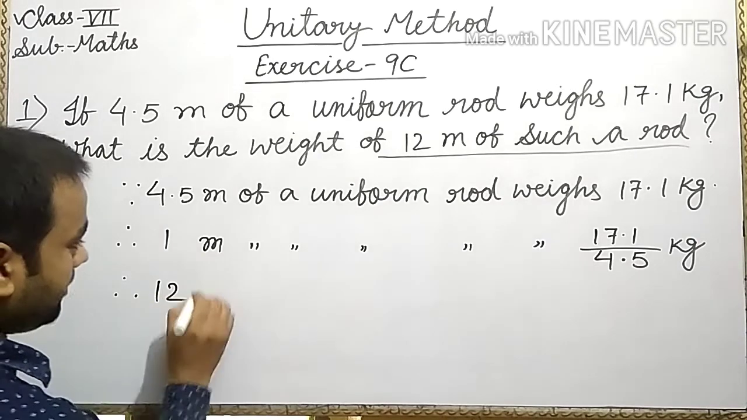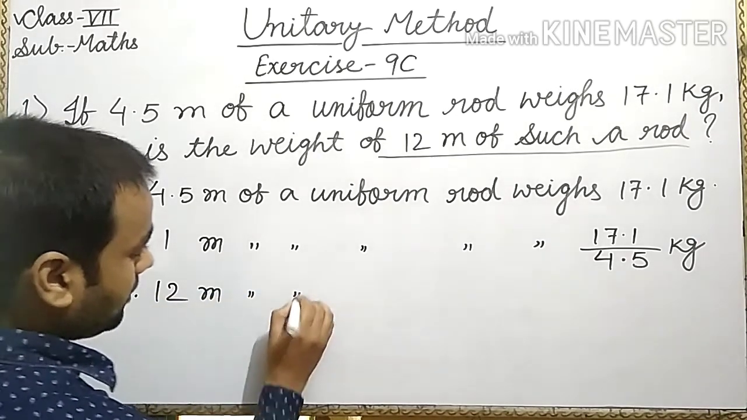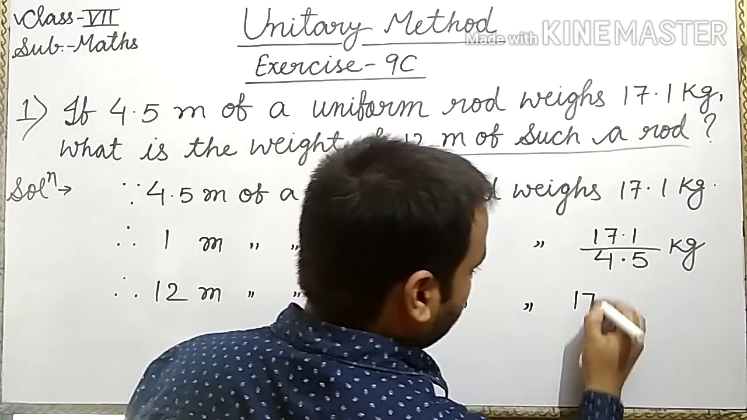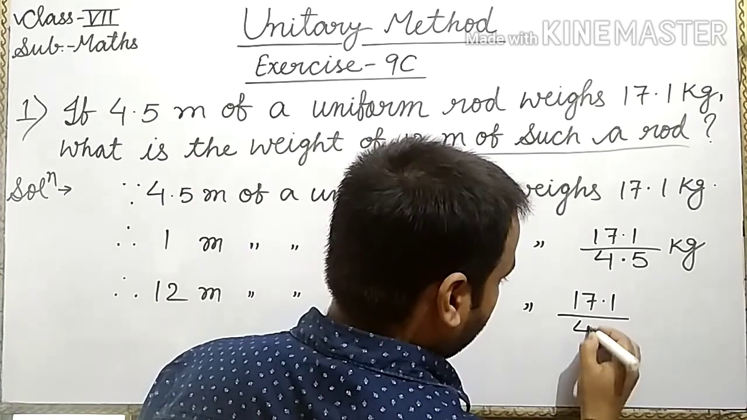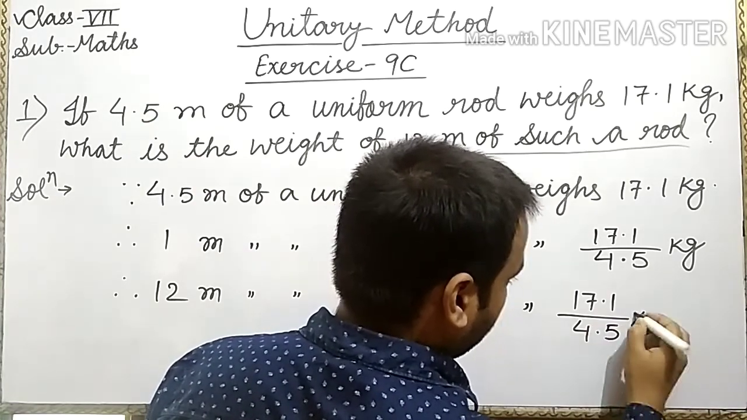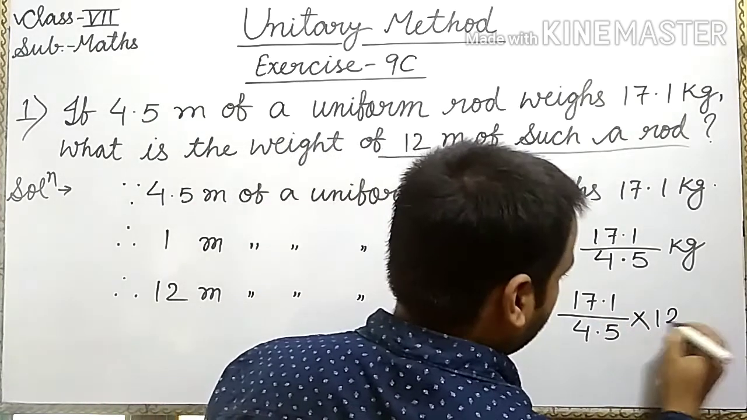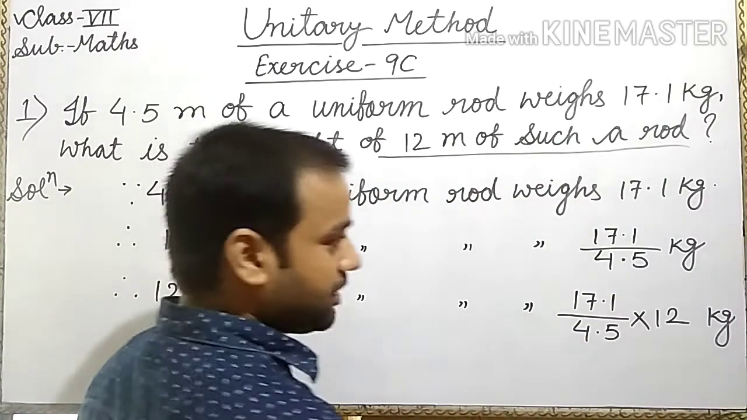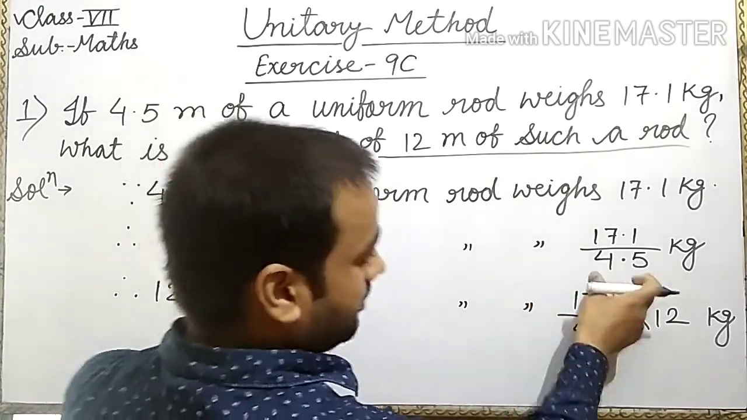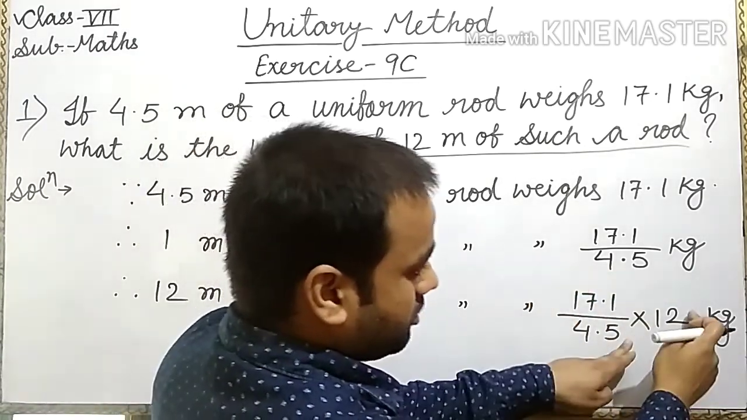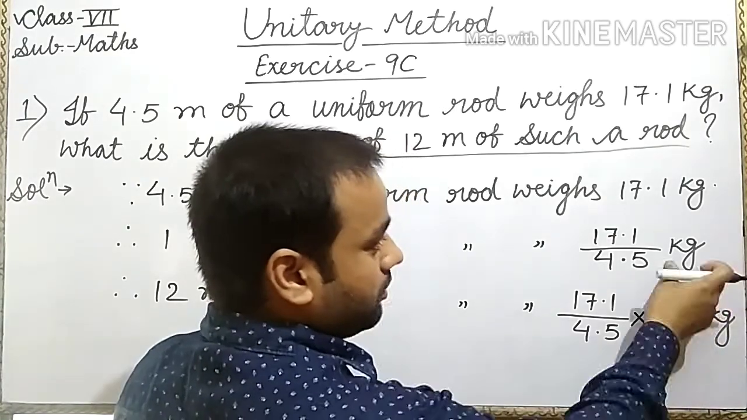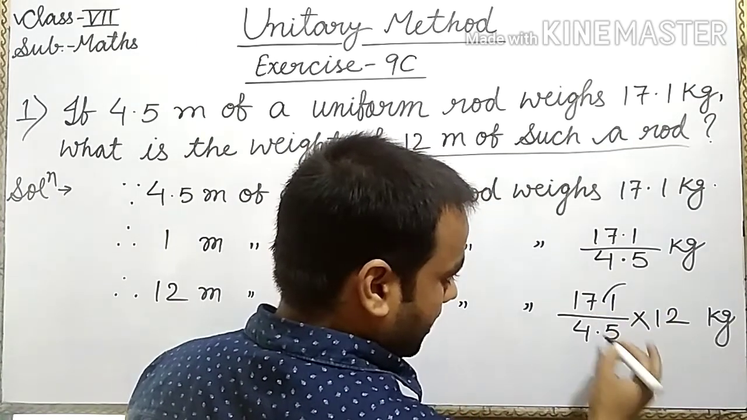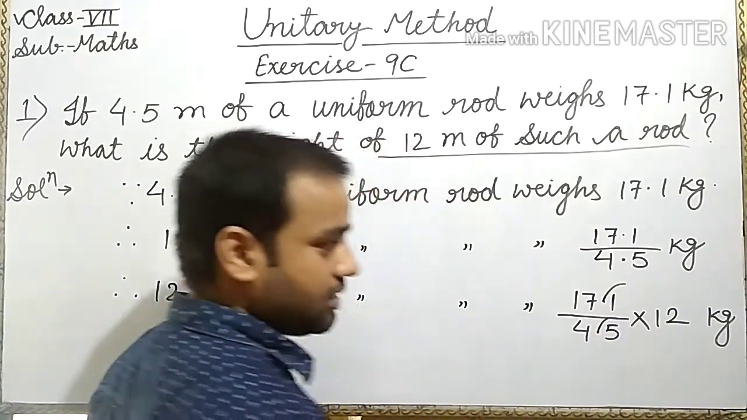So here 12 meter of a uniform rod weighs 17.1 upon 4.5 into 12 kilogram. Is it clear? Here meter cancels out; 4.5 meter, this unit meter, also cancels out. Only kilogram remains. Decimal after 1 digit, here decimal after 1 digit cancels out. Is it clear?